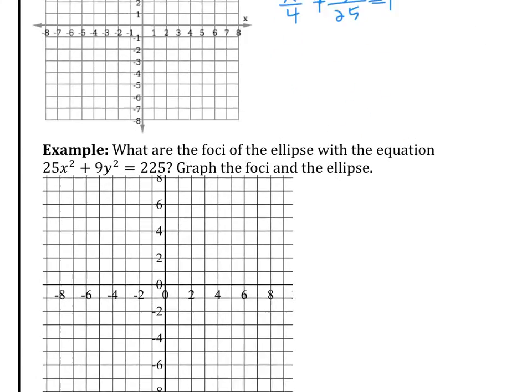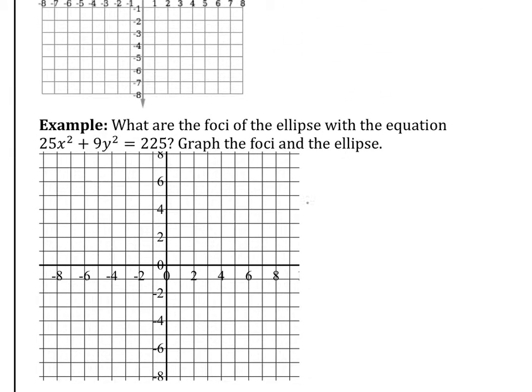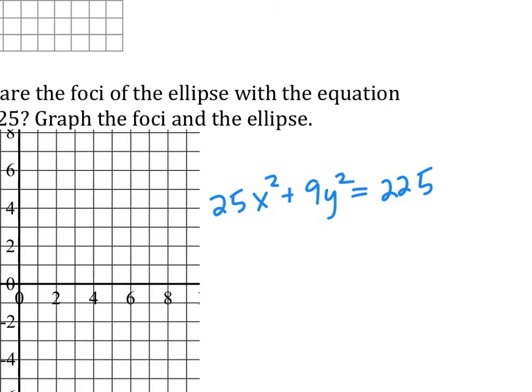All right, let's try another one. This is a little bit different. 25x squared plus 9y squared equals 225. What do you notice about this equation that's different from the standard form? Especially the equal to. In the standard form, it's equal to what? 1. What is this one equal to? 225. So how do we make sure that this 225 becomes a 1? Yes. We're going to divide everything by 225.